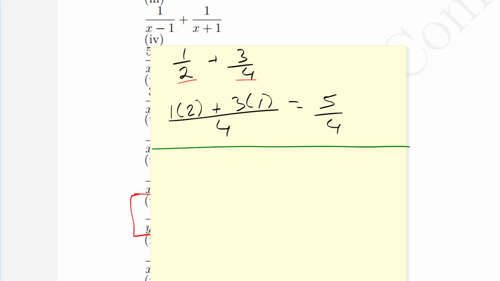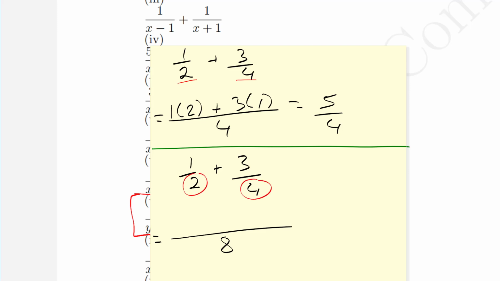Now what happens in some cases is sometimes if we have a half plus 3/4, people might say the lowest common denominator is 8, because 2 times 4 is 8. Now while 8 is a denominator, it's not the lowest common denominator. So 8 is a common denominator, but not the lowest common denominator. So we would like to get the lowest common denominator.